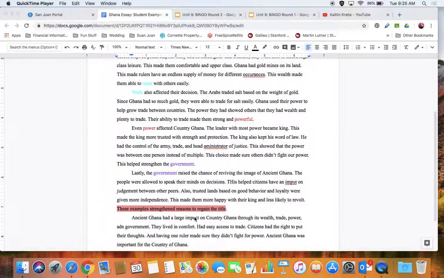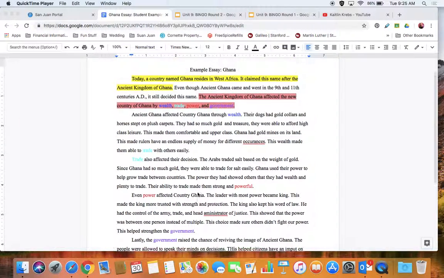Overall, this essay did a very good job explaining why ancient Ghana was so efficient and effective. The essay could have gone a little bit more into how today's country Ghana wants to revive that, right? So we get a little too focused on ancient Ghana. Don't forget to answer the question fully.